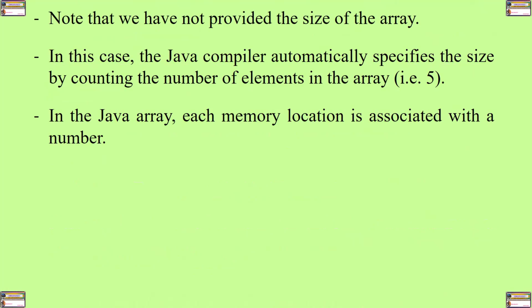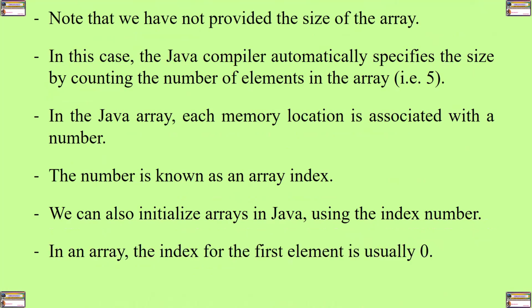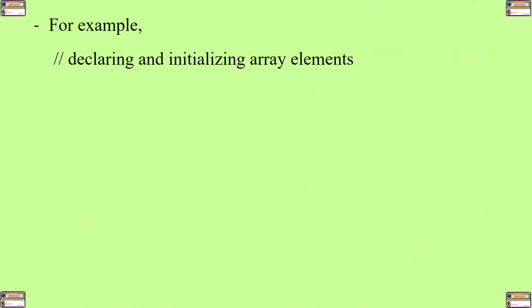So in the Java array, each memory location is associated with a number. The number is known as an array index. We can also initialize arrays in Java using the index number. In an array, the index for the first element is usually 0. For example, declaring and initializing array elements. What this statement is doing is simply telling the compiler to set a memory location called scores that is going to hold 5 elements of type integer.